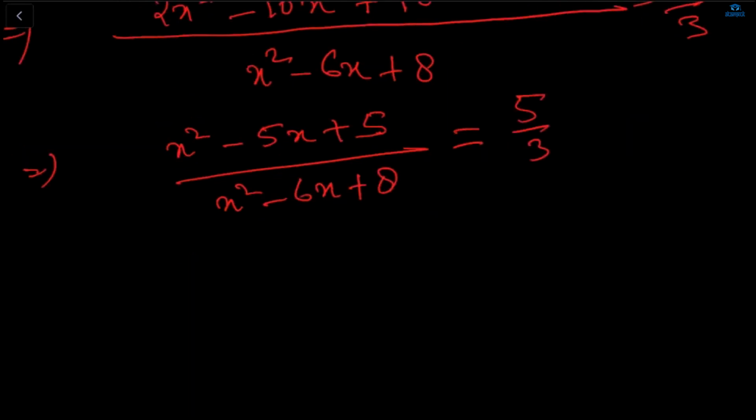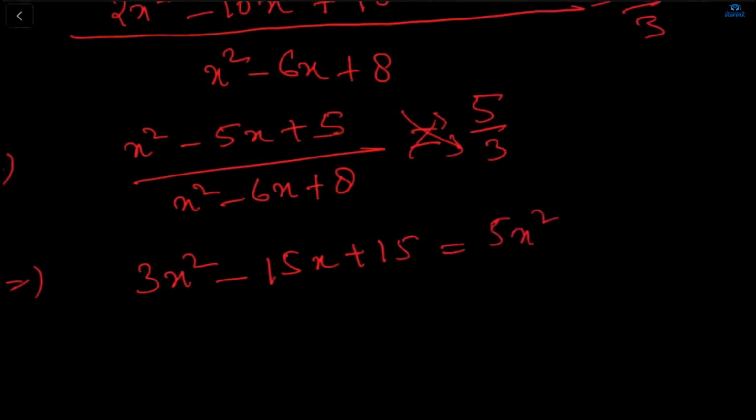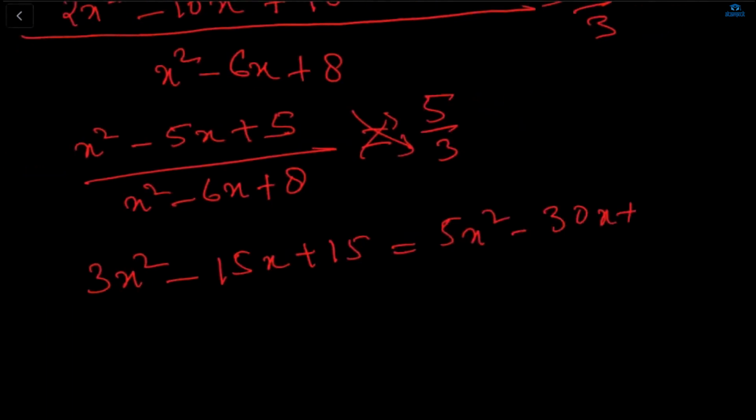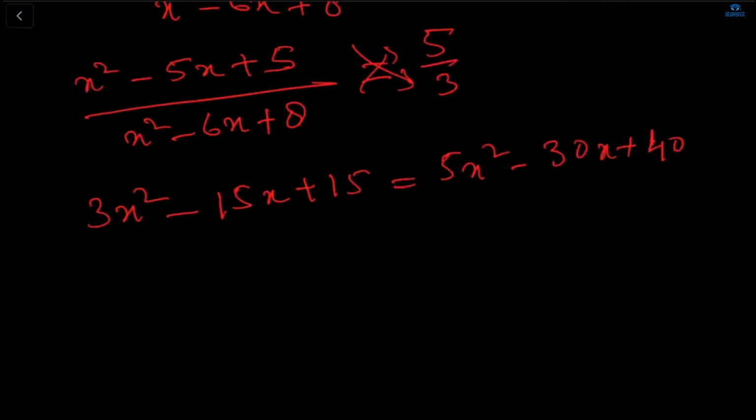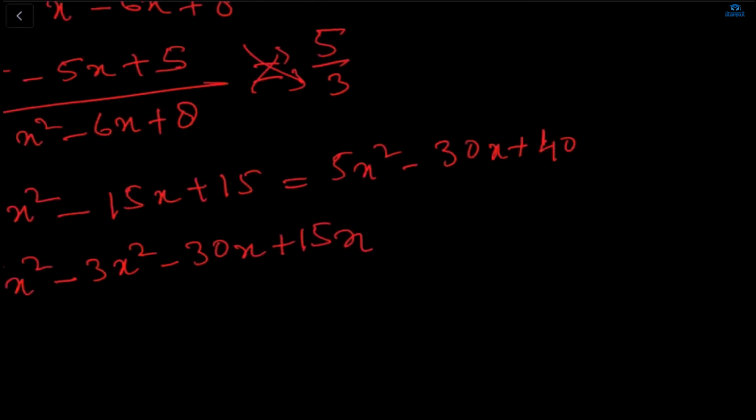Now we are going to cross multiply. So we will get 3x squared minus 15x plus 15 is equal to 5x squared minus 30x plus 40. Is that right? Now again you have to bring everything to one side. So 5x squared minus 3x squared. I am keeping like terms together. Now minus 30x plus 15x, and plus 40 minus 15 is equal to 0.